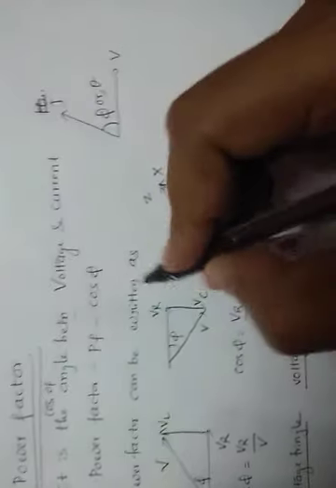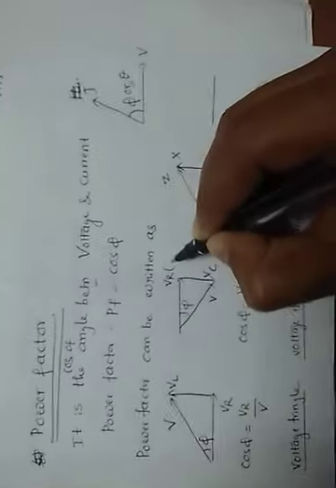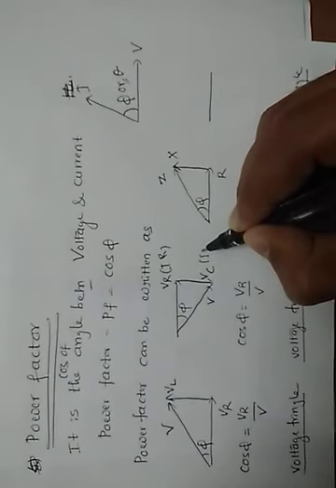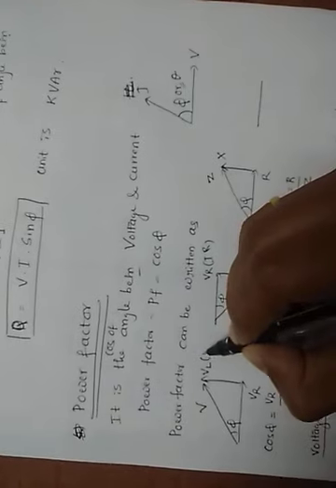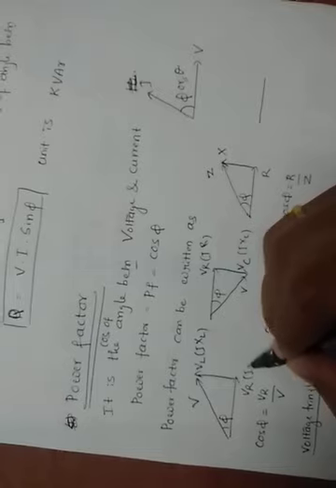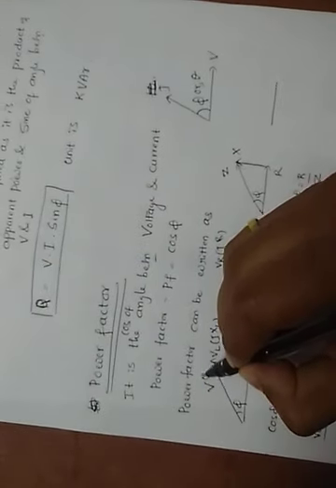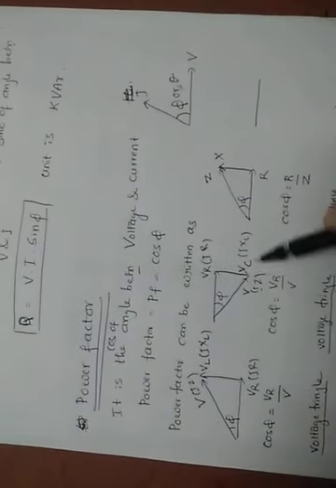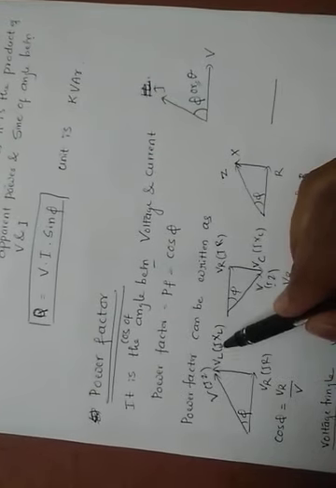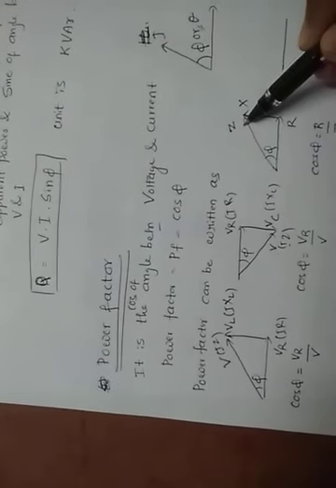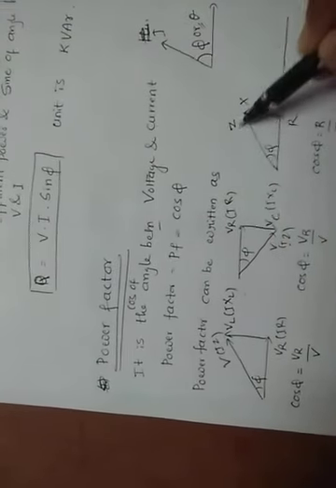We have already explained this. VR is nothing but I into R. VC is nothing but I into XC. Here VL is nothing but I into XL. And VR is I into R. So V is nothing but I into Z. Which is similar in all places? Current is similar in all cases. If we remove the current, we get the impedance triangle Z, XL, R.